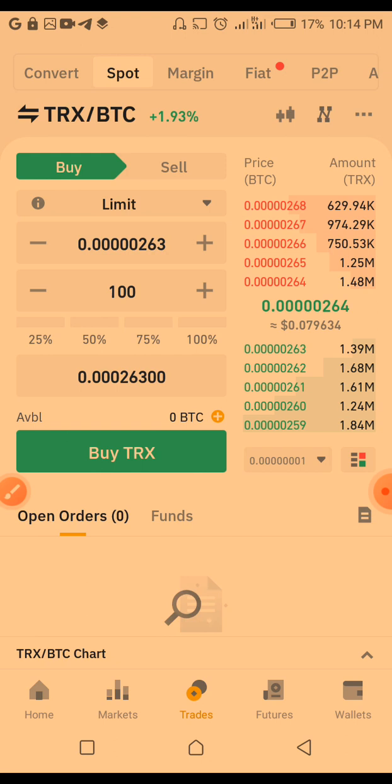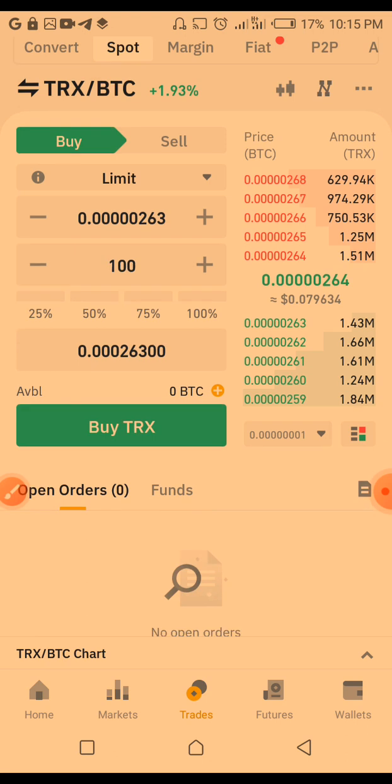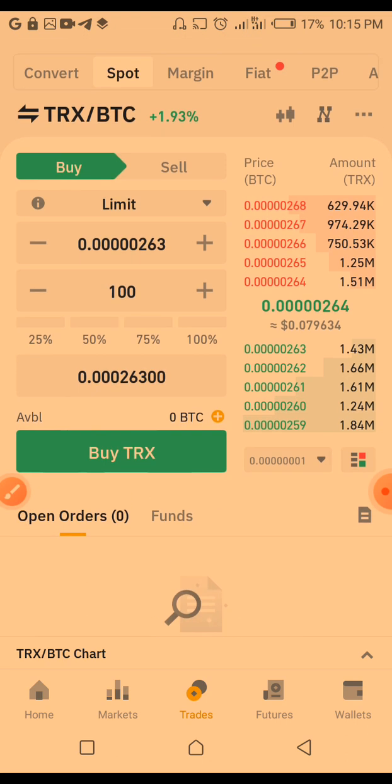If you come to the people that are willing to sell, these persons are willing to sell at 0.0264, which is 1.51 million persons currently willing to sell at this particular price. Because of that, the current market price is 0.0264, because the major thing is the people that are willing to sell.